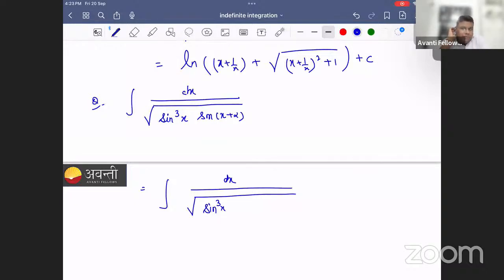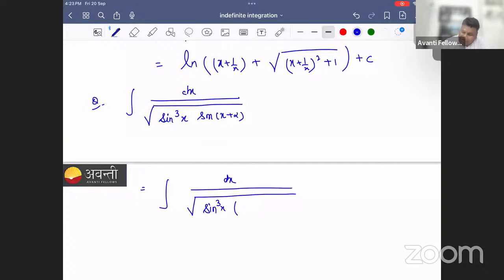Yes, anybody, if you want to speak up something, any strategy, any method you would like to explore? Mr. Madhukar Reddy. Yes, anybody? See, sine cube x, let me expand that formula.